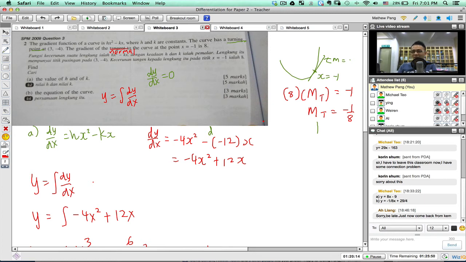So I hope this 1 hour can help you understand better how to solve paper 2. I'm going to move on to question number 3, but first I want to know that all of you have no problem. Are all of you okay? Or you can tell me if you are not okay.